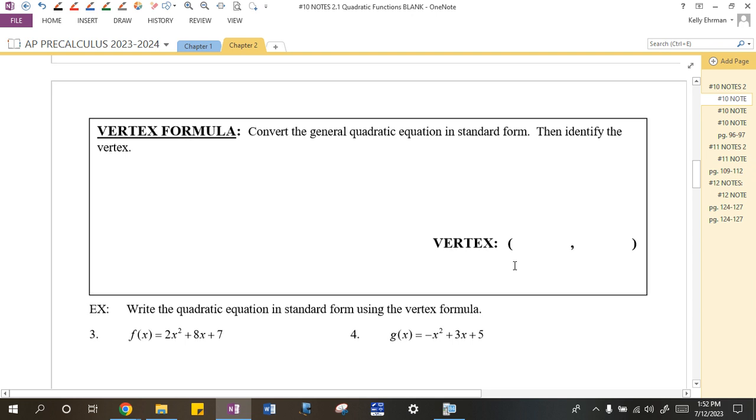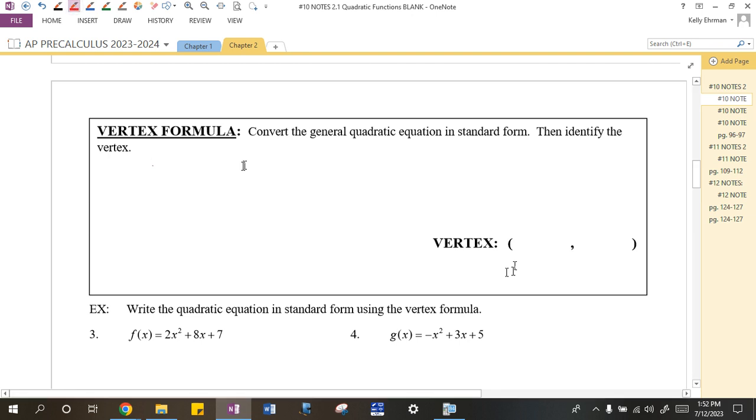All right, so let's talk about the vertex formula. What is the vertex formula? The vertex formula is kind of just taking that complete the square process and turning it into a formula, basically. So I want to, instead of just telling you what the vertex formula is, maybe you remember it because I know you learned it in Algebra 2. I want to show you where it comes from.